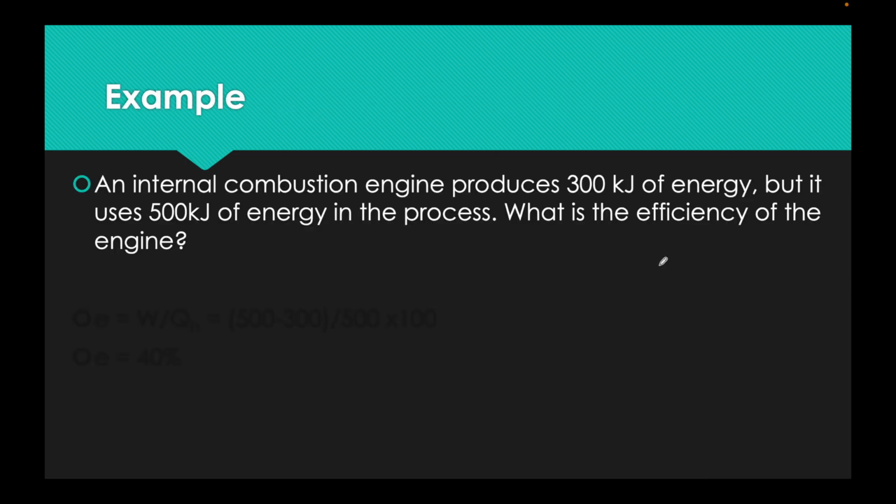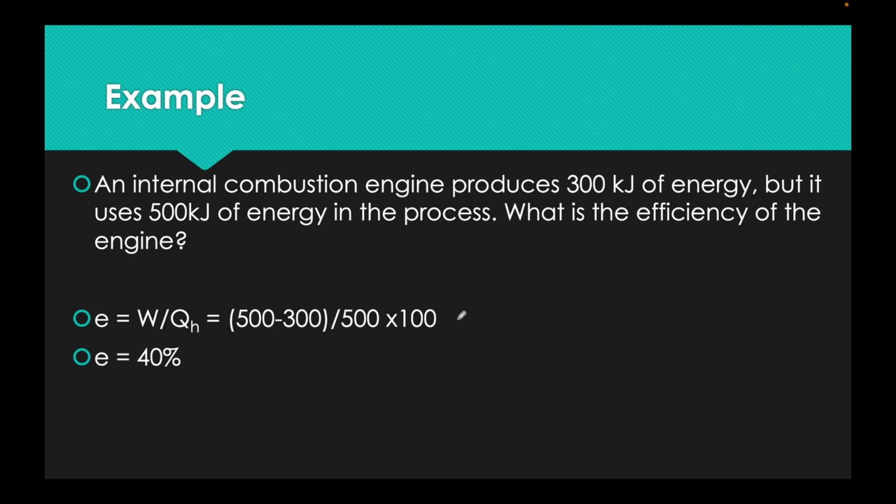Here's an example. An internal combustion engine produces 300 kilojoules of energy. Kilo means 1,000, remember? But it uses 500 kilojoules of energy in the process. What is the efficiency? We can use the formula, work divided by Q hot. We'll subtract the two numbers, 500 minus 300, big minus small, divided by 500, which was the heat that came in, multiplied by 100 to make that percentage I was mentioning. So if you were to do that, you would get 40% efficiency. Very nice.